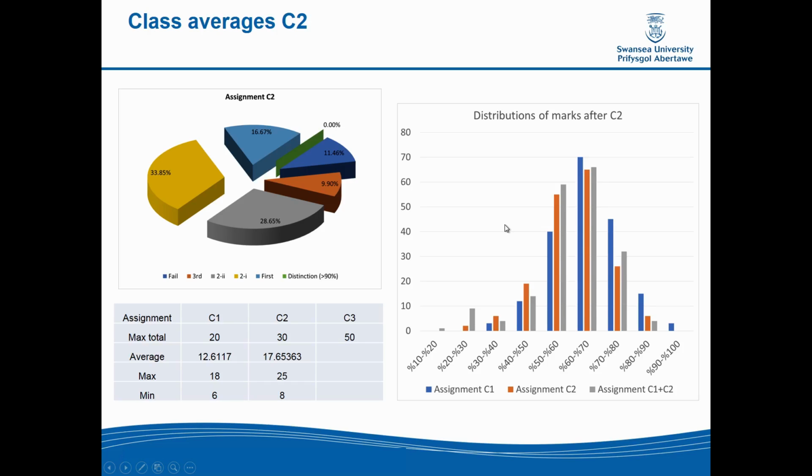So the breakdown on this followed quite a logical distribution. About 16% had firsts, and then two ones, about 33%, 28% in 2 twos, and then a rather larger than I hoped distribution of people getting less than 40% of the marks. So this shows, and I'll give you some of the typical mistakes, but overall I think there is an improvement from C1.